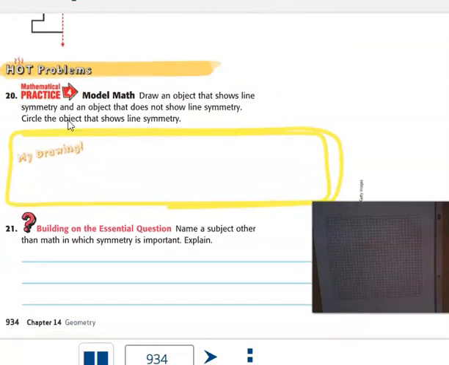Draw an object that shows line symmetry and an object that does not show line symmetry. Circle the object that shows line symmetry. And just for fun, I drew my own shapes. One of these does have lines of symmetry and one of them does not. Hopefully you see pretty clearly which one is which. Name a subject other than math in which symmetry is important. Think about when in your life it might be important to understand symmetry and write that explanation down here. We'll talk about that when we correct together.